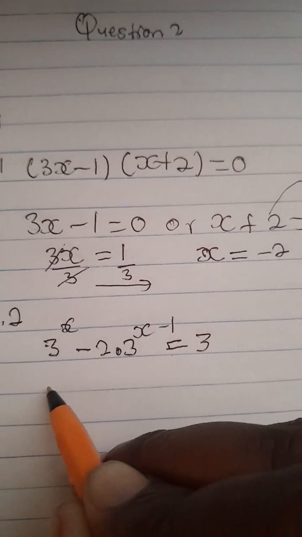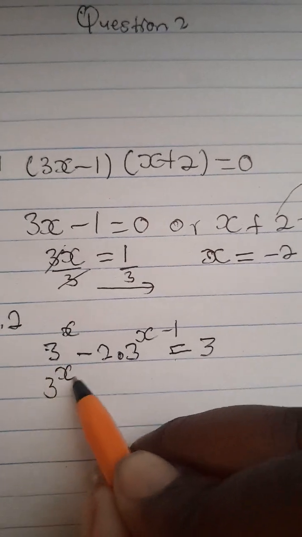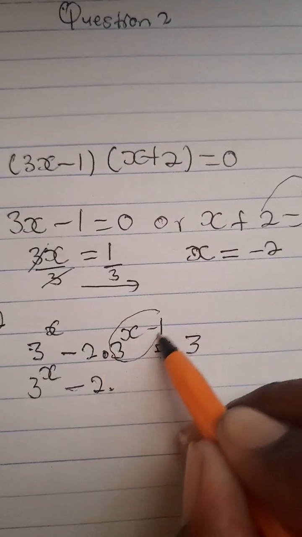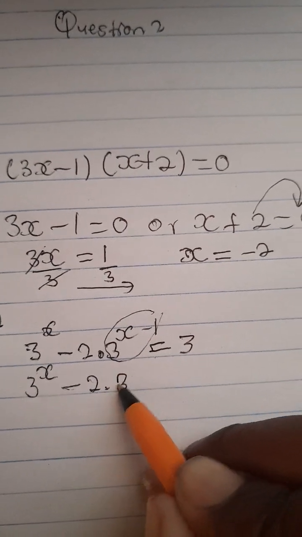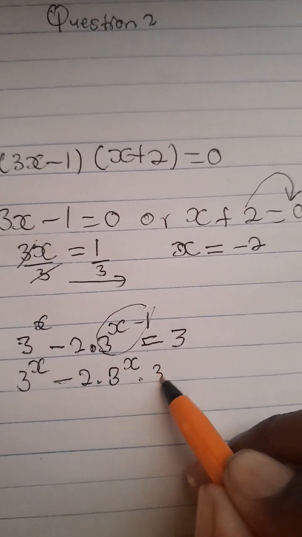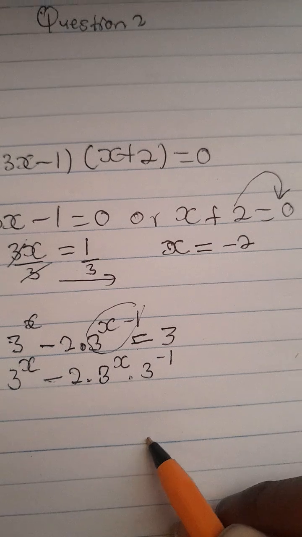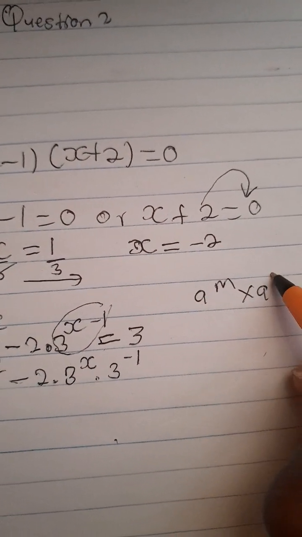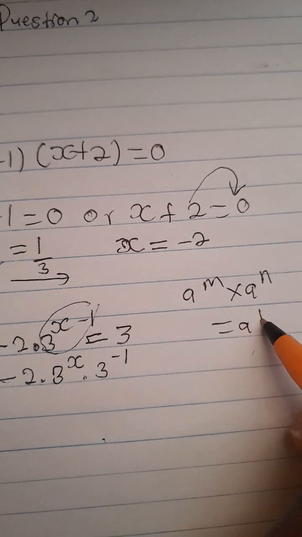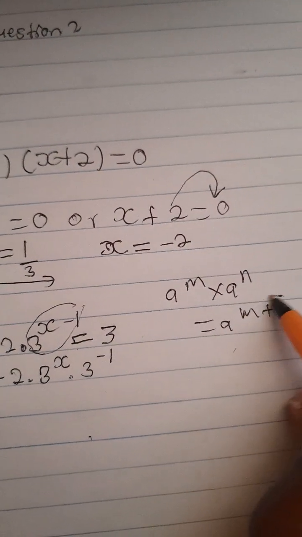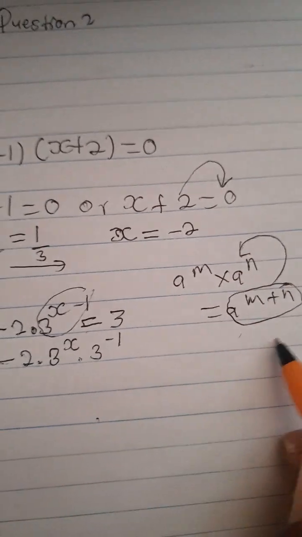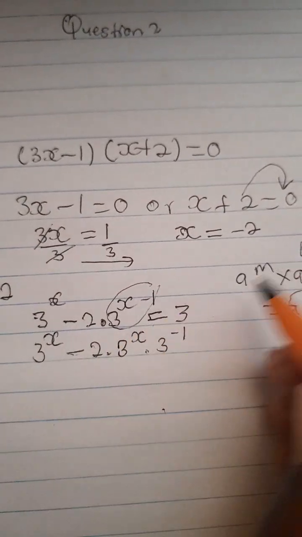So first thing first, you have to split the exponents, or this one is already split. We will split 3 to the power of x minus 1. This will be 3 to the power of x multiplied by 3 to the power of negative 1. Remember, we split it using the law: when the bases are the same, you add the exponents. So you are given something like this, and you have to convert it to this form. That's what we are asked to do.